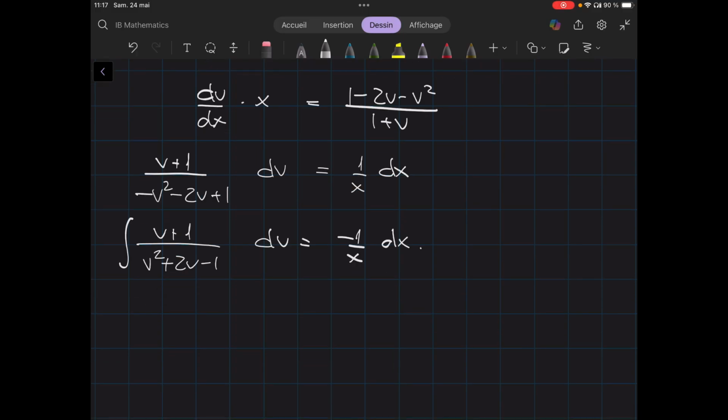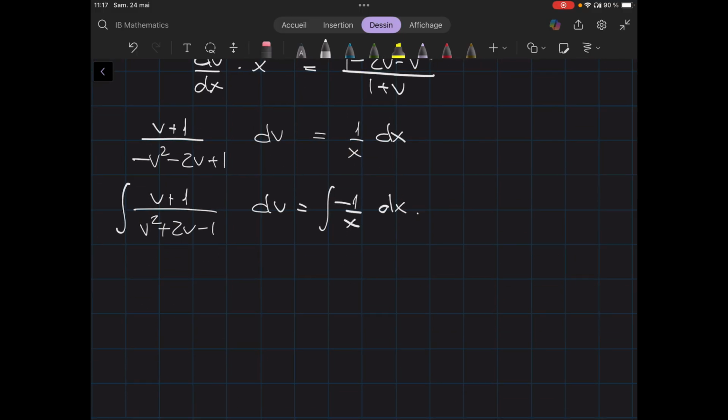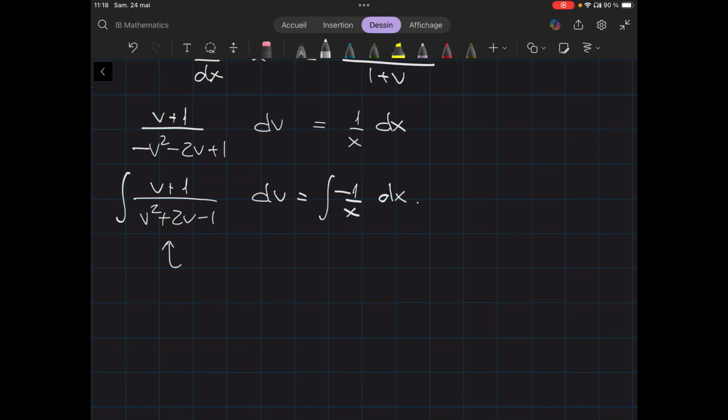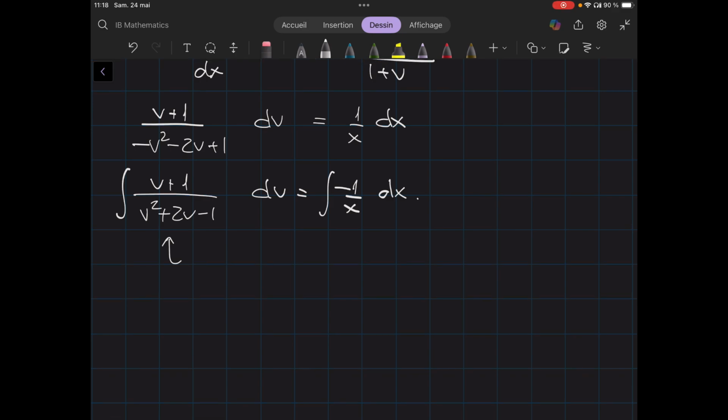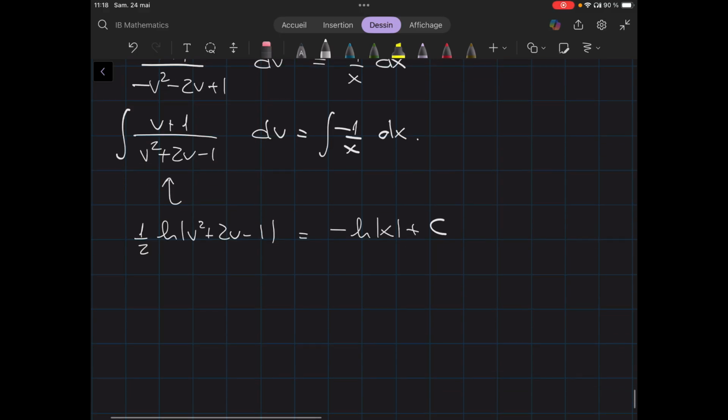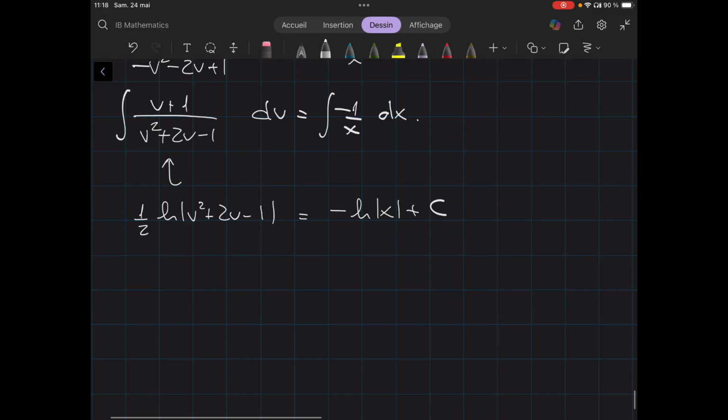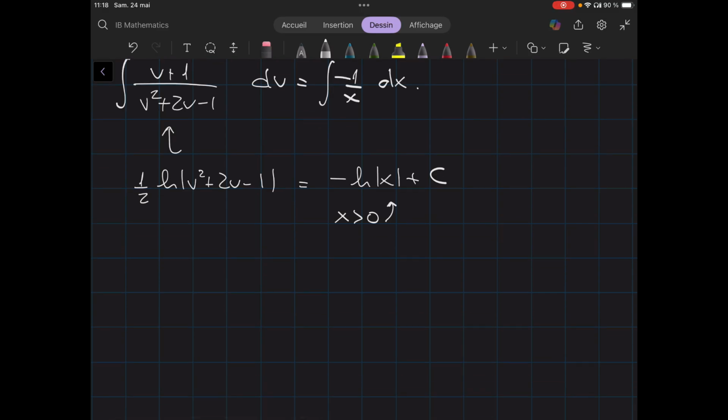Now we'll integrate. This integral over here can be found using a simple substitution. You can even read off the value of the integral. The right-hand side is negative ln of x plus c. We know that x is positive, so we can remove the absolute value sign over here. We are also going to replace v with y over x.